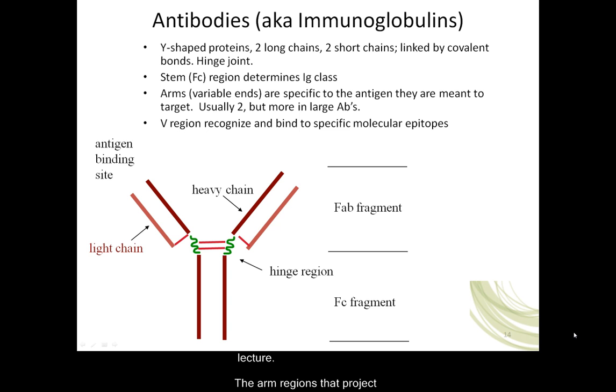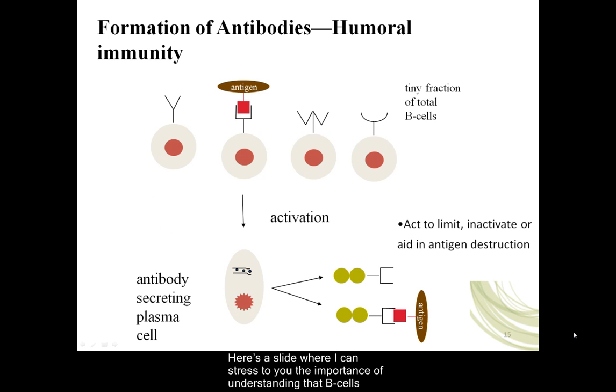The arm regions that project outward from the stem consist of amino acids that allow the antibody to bind to one particular antigen. There are usually only 2 variable regions, one at the end of each arm, and it is here that the antibody gets its specificity in binding one particular epitope on an antigen. Larger antibodies, such as IgMs, have multiple binding sites for a particular epitope.